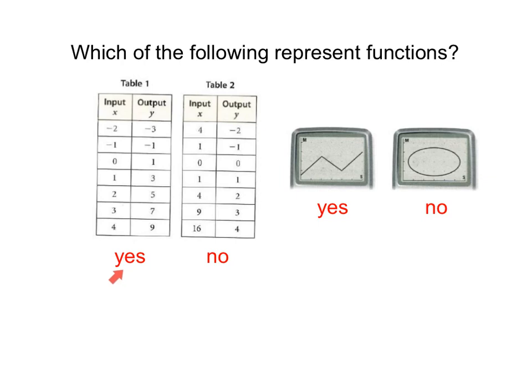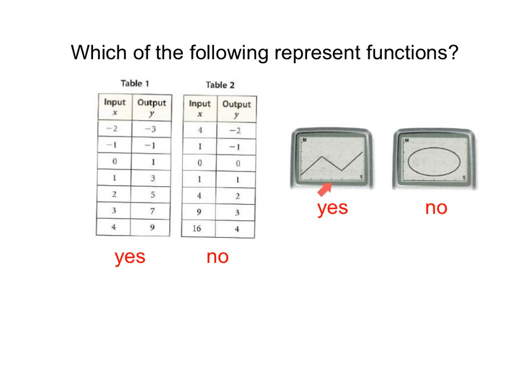Okay, so for my first table, it is a function because every single x has exactly one y. I can also tell by looking at this and seeing that no x value repeats. In table 2, it's not a function because I have 4. That goes to -2, but 4 also goes to +2, so that's not a function.